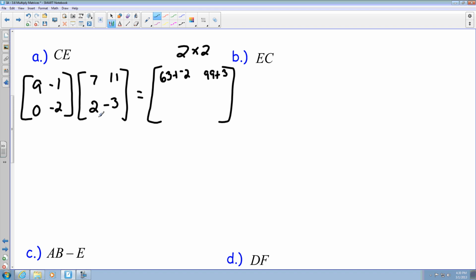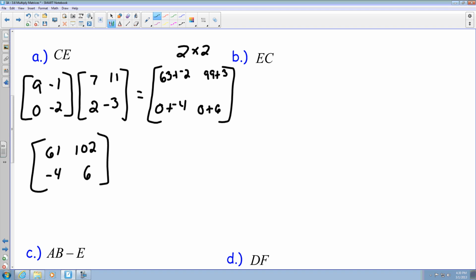So here I have row 2, column 1, so I'm going to use row 2 in C and column 1 in matrix E. So this becomes 0 plus a -4. And then the last one, I'm using row 2 in C, column 2 in E. So that leaves me with 0 plus 6. And then when I add these together, I get 61, 102, -4, and 6.